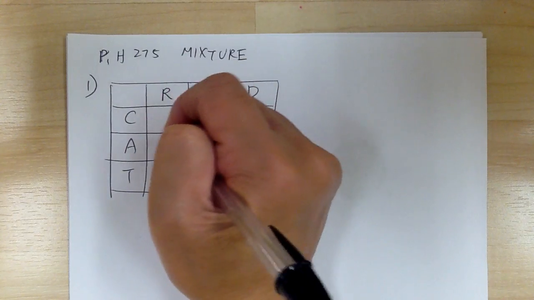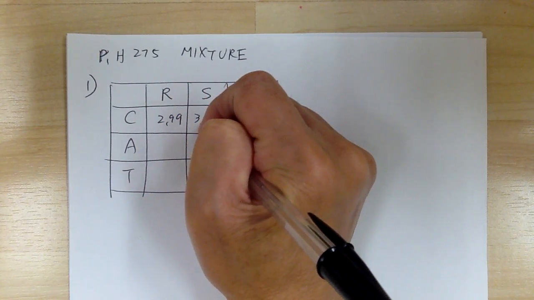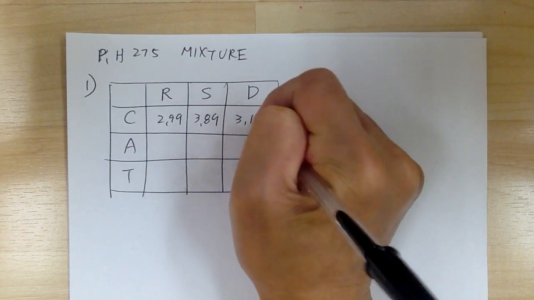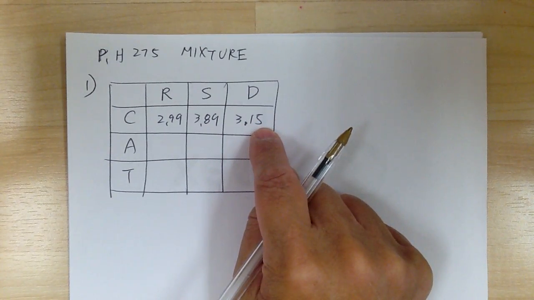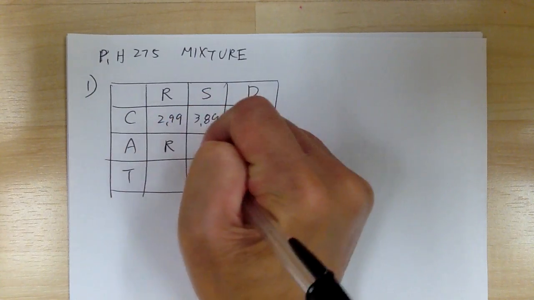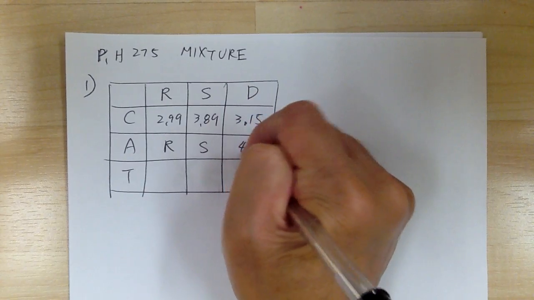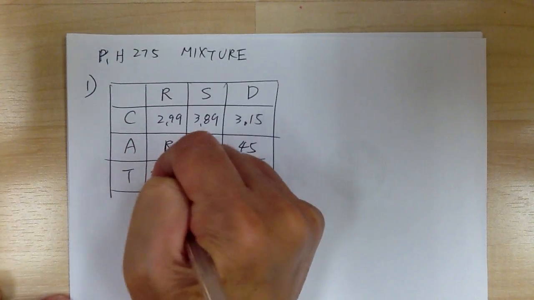So the round steak is $2.99 per pound, and sirloin is $3.89 per pound, and deluxe is $3.15 per pound. Again, the middle number should always be at the end. And it says how many pounds of each, so that's what you're looking for, how many pounds of each to make 45 pounds. Okay? And so that's what you have. Then what you do is multiply.